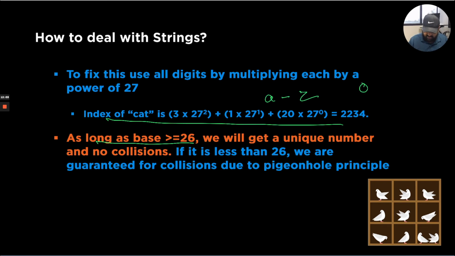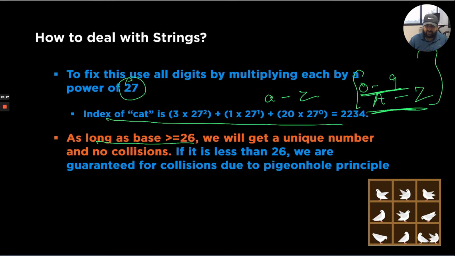I'm not talking about 0 to 9 or capital A to Z, because if we have a larger number of variants in our data, we need to increase this value further. Let's say we have 0 to 9 plus A to Z, then I think the minimum base we would require is 36 or greater than that. If it is less than that, then there will absolutely be a collision.